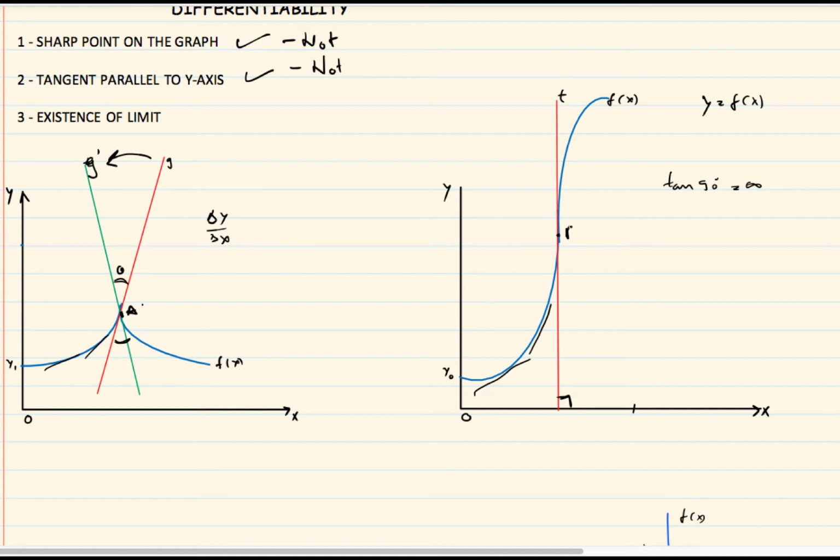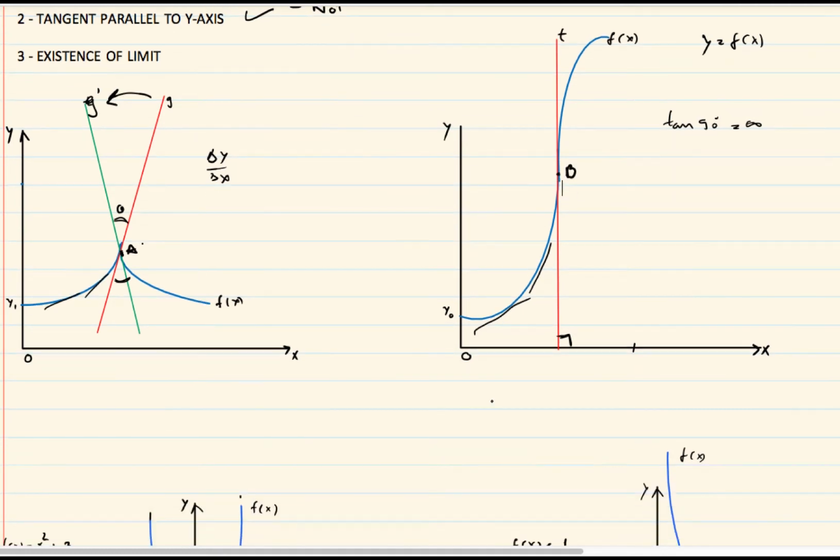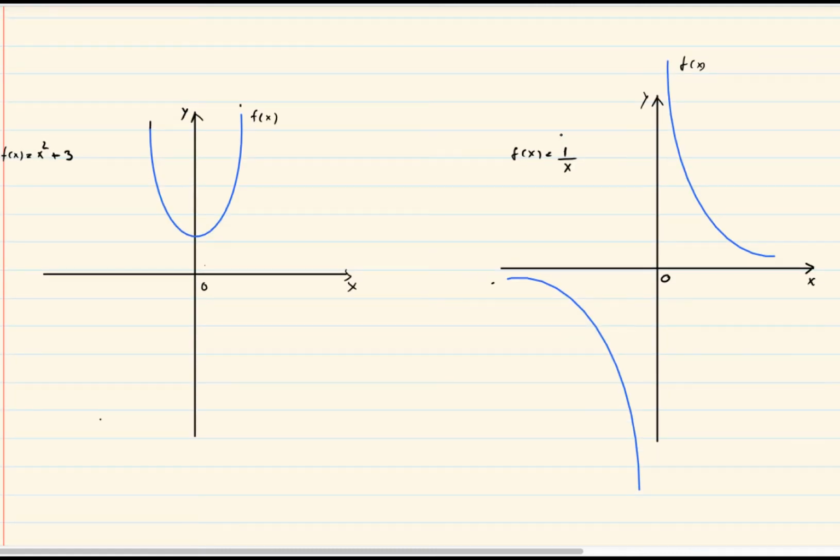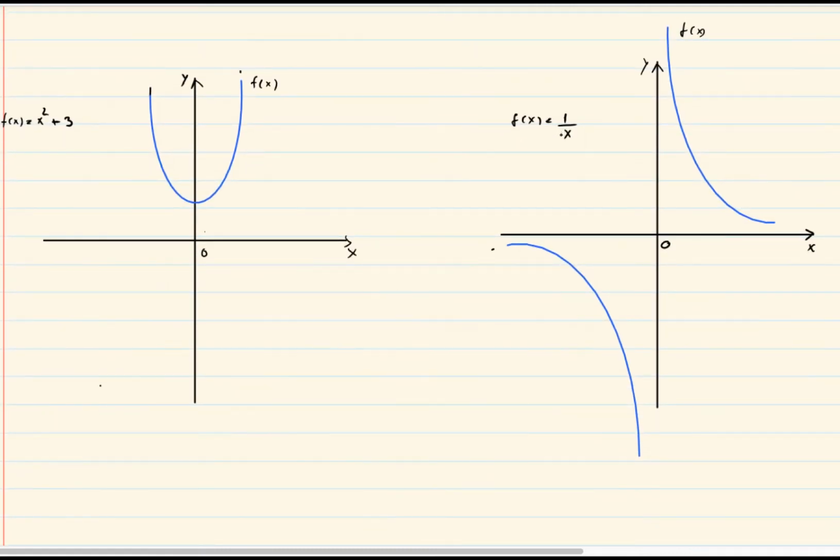This point we can call b in this function. So the third point is existence of a limit. We have two graphs: the graph of a function f of x is equal to x squared plus 3, and the graph of the function 1 by x. So this is a quadratic equation, and this is not.